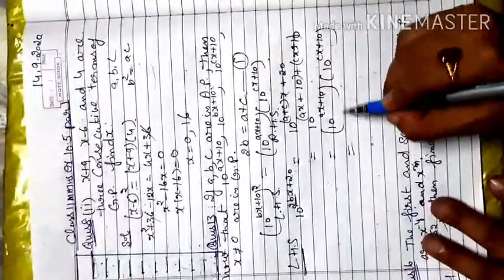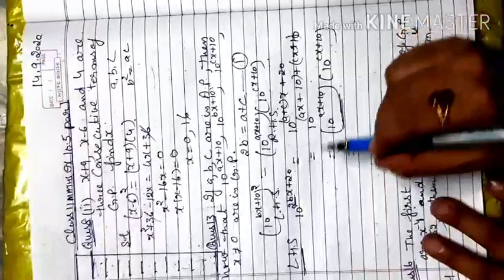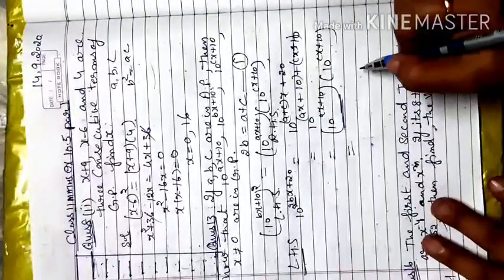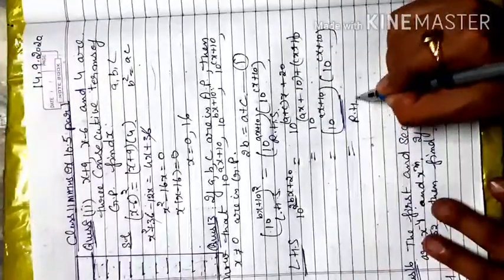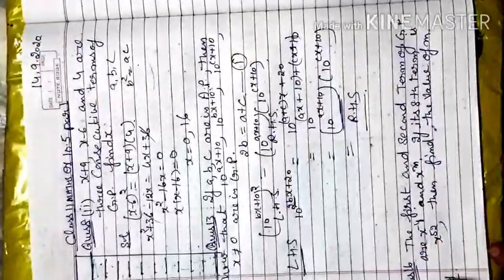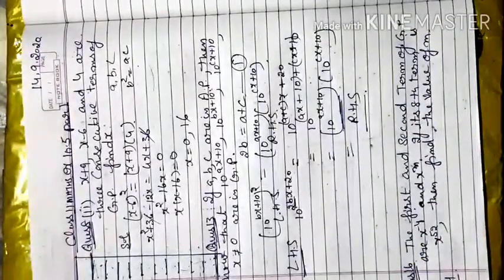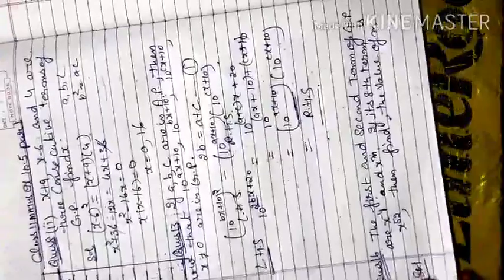So if you look at this term, this is my first term and this is my third term. That is exactly the same as my right hand side. So that is proved. Next, your 16th question is there.